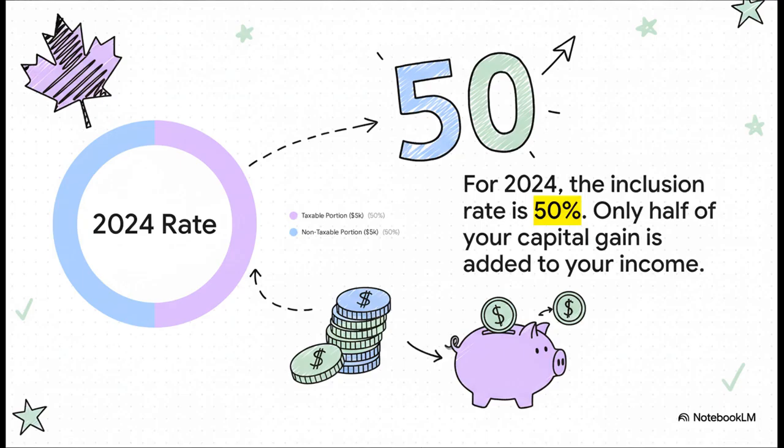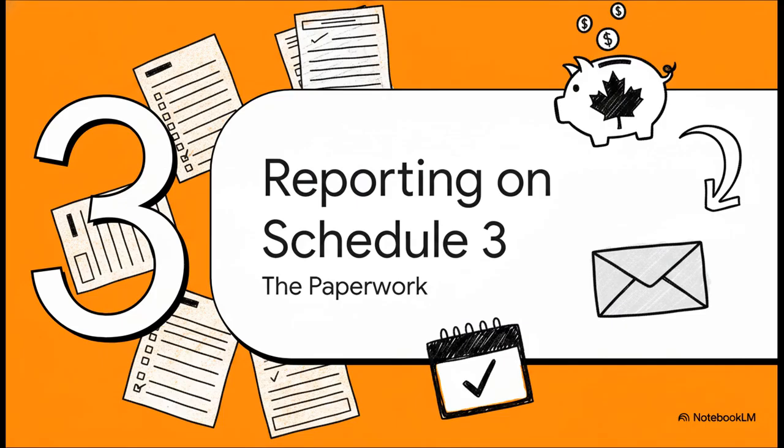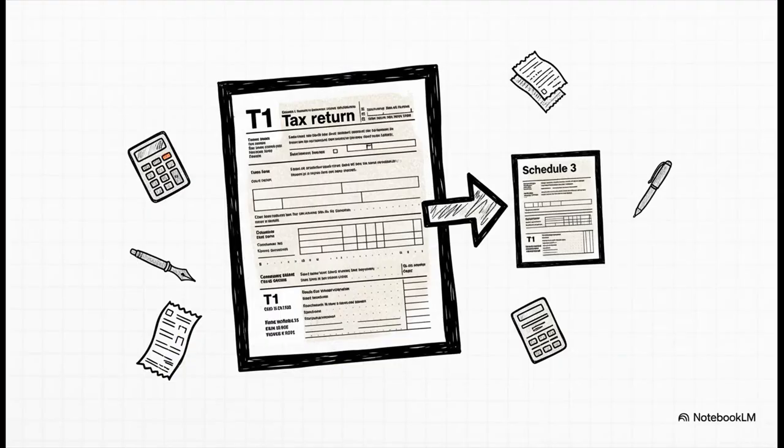Pretty great, right? All right, we understand the math, but where do you actually report all this? Let's talk about the paperwork. Don't worry, it's really just one main form you need to get familiar with. Everything, and I mean everything, related to capital gains and losses goes onto a form called Schedule 3. This form just gets attached to your main T1 tax return. It's where you list out all your sales for the year. And here's a key point. Even if your gain is totally exempt from tax, you still have to report the sale on this form.